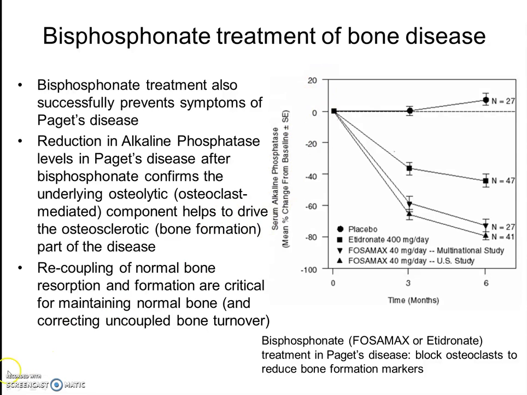And this is just showing Pagets disease, looking at serum alkaline phosphatase levels. We're killing off osteoclasts, but we're also affecting alkaline phosphatase, which is a marker of osteoblasts. So by treating with bisphosphonate, we're reducing the osteoblasts that are present in bone, and that's because we are uncoupling this chaotic rapid bone degradation coupled with rapid bone formation that's present in Pagets disease of bone.